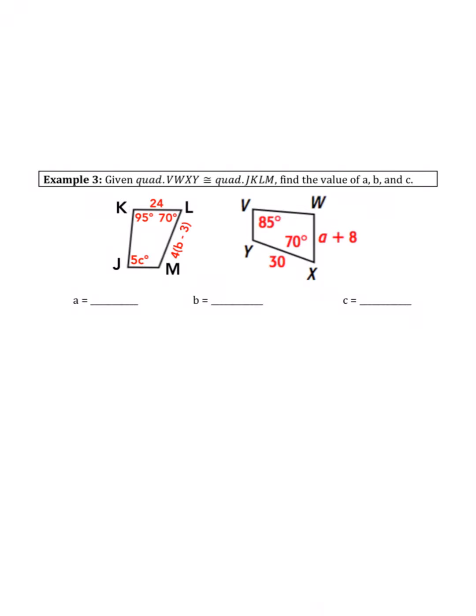Okay, in this next figure, I love this one because we get to do some algebra within geometry again. We're going to use our congruent statement to help us here. So when you take a look at this, it says quad VWXY is congruent to quad JKLM. And we're asked to find the value of a, b, and c. So let's start by identifying where little a is in the figure.